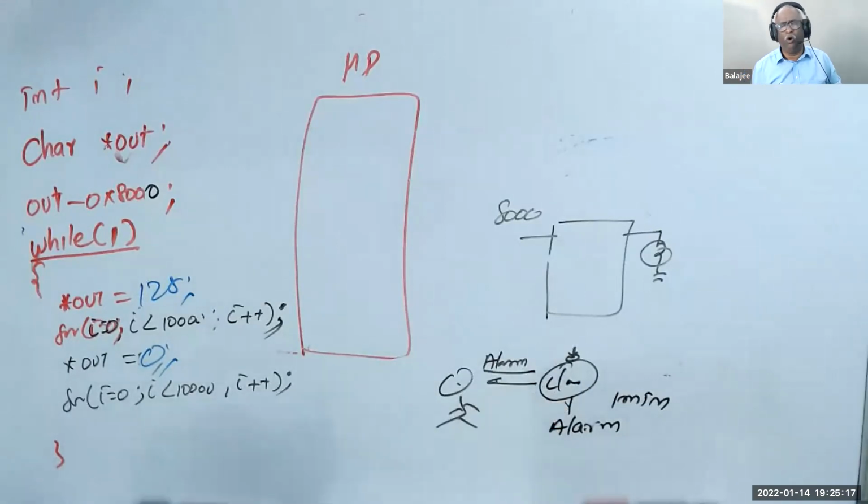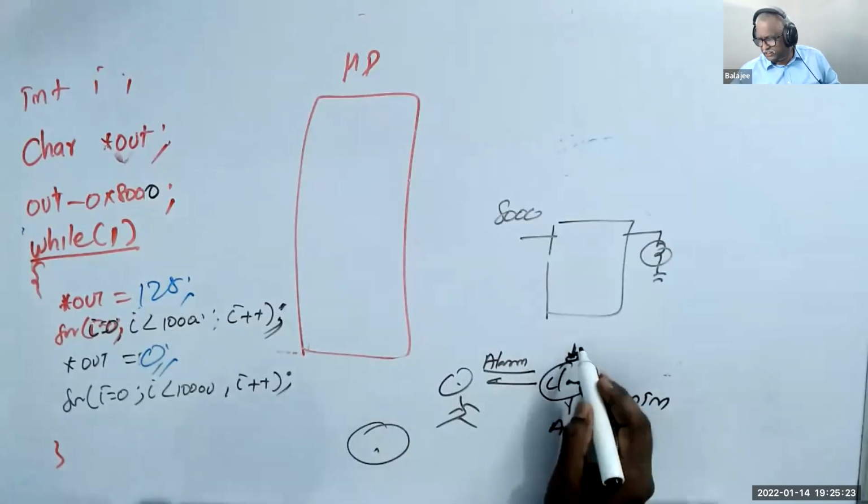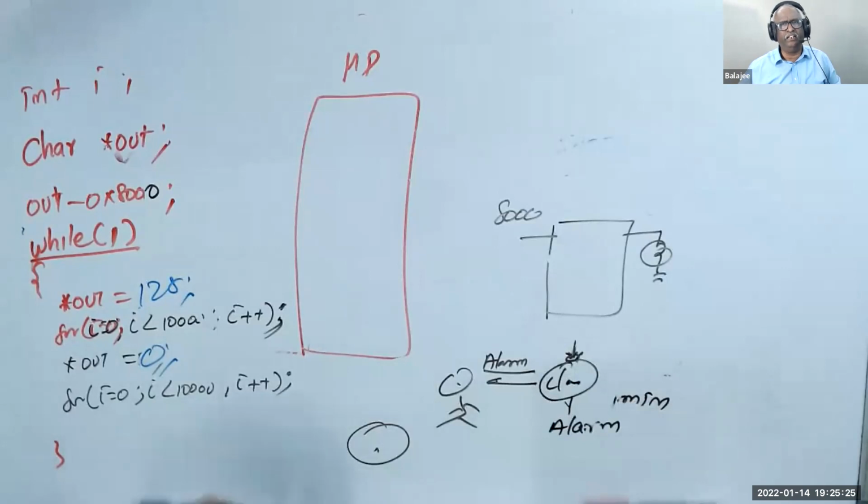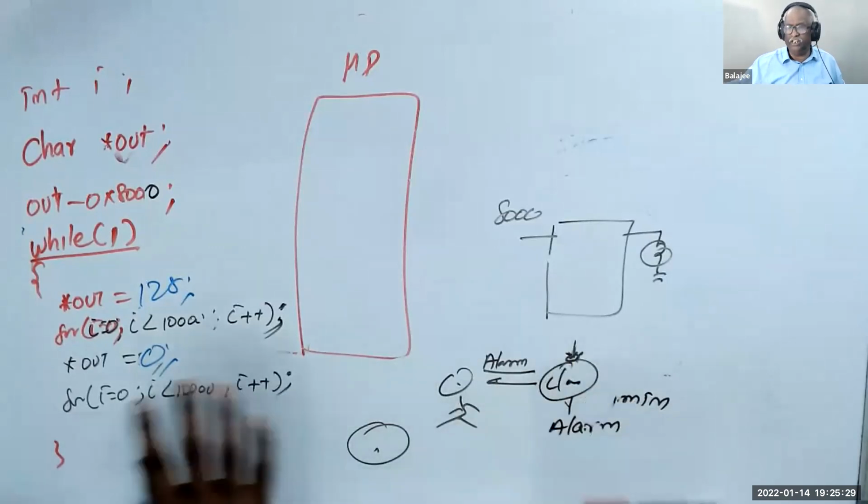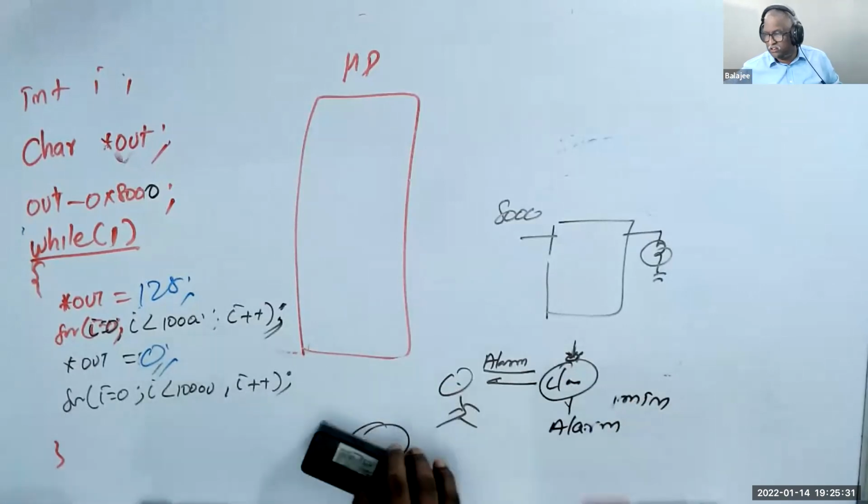The moment the alarm is over, you will stop. Then you will do some activities. After that, you will go once again and start the alarm. You understand this? This is a very clear thing. In this case, you do not waste your time. So there are three possibilities.